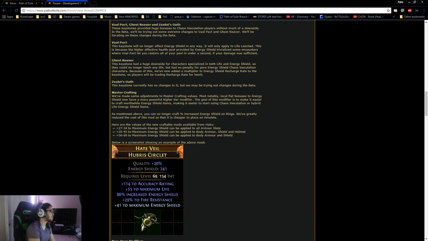So I'm going to assume, and I could be wrong on this, but your energy shield heals much slower if you have Ghost Reaver, but you're allowed to leech to your ES now. I'm not 100% sure on this. If someone knows exactly, you could type it in the chat, but I'm guessing that's what it is.